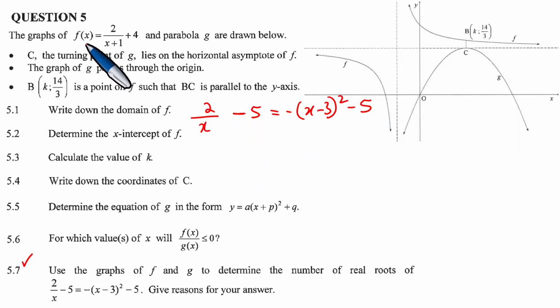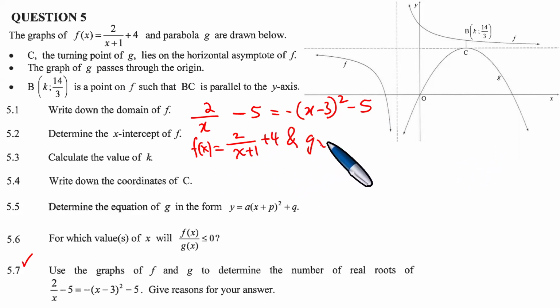We consider this function f there. And so we recall a couple of things. We recall that f of x is the same as 2 over x plus 1 plus 4, and g of x is the same as minus (x minus 2) squared plus 4. So in the end, what do we have here?